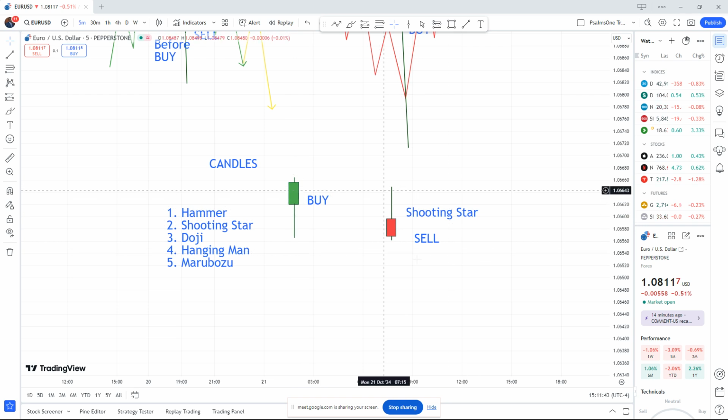So the last part was that I was talking about candles. I explained this one as hammer. This is what they call hammer. It is a buy signal candle. We have another one called shooting star. It's like the inverse, the opposite of hammer.